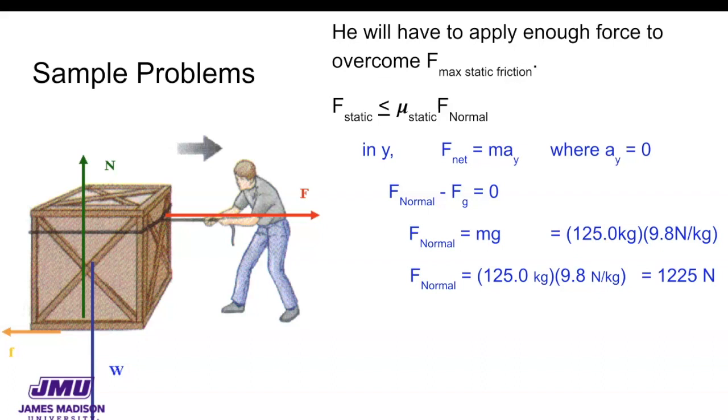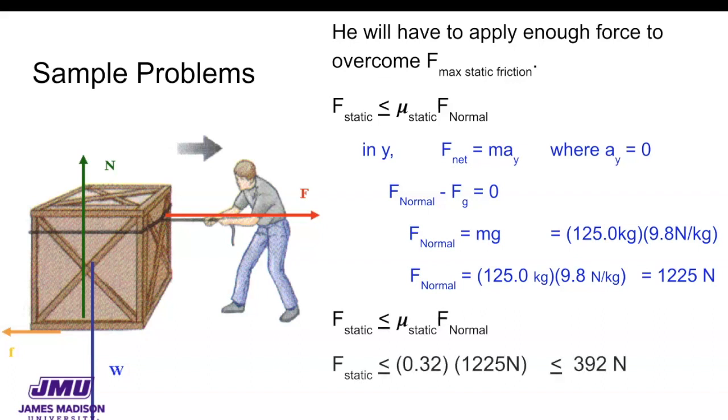We just needed to plug that into the equation for static friction to determine the maximum possible static friction in this particular problem. We found our coefficient on the previous slide to be 0.32. Therefore, the static friction has to be less than or equal to 392 newtons. The most it could possibly be is 392 newtons.